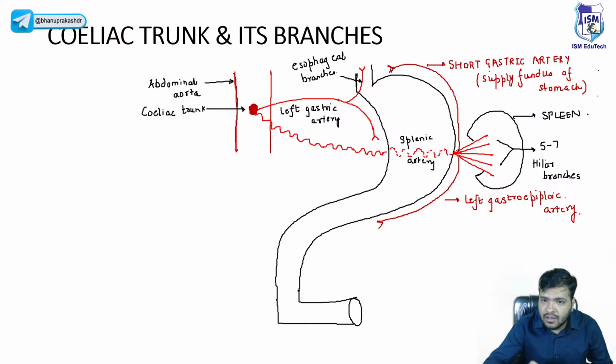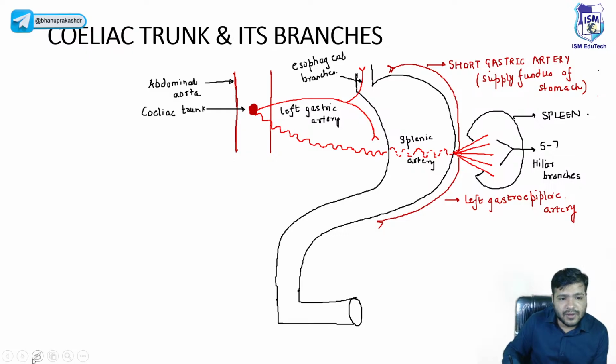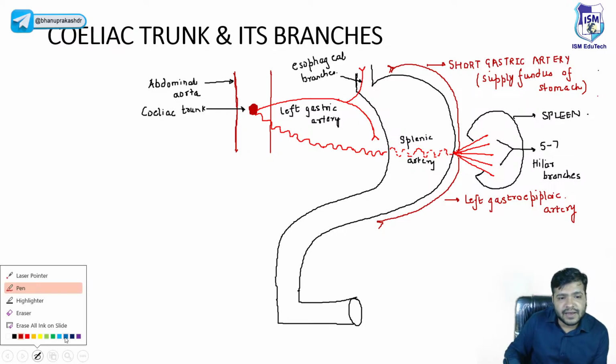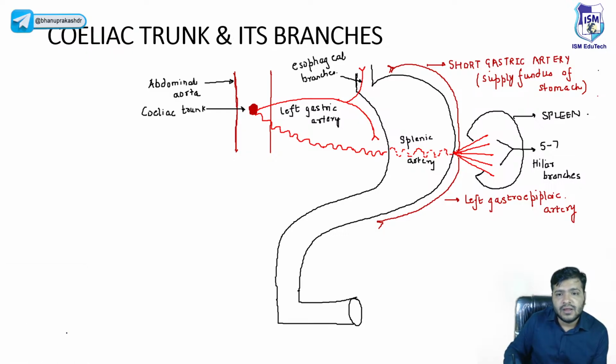the terminal splenic branches, that is the hilar branches. We have discussed one branch coming from the splenic artery, the short gastric artery, and one branch, that is the left gastroepiploic artery. Now coming on to the next branch of the splenic artery, and that you have to remember, beta.